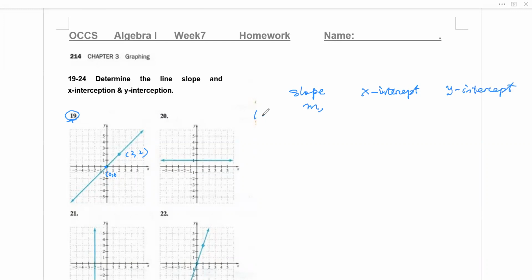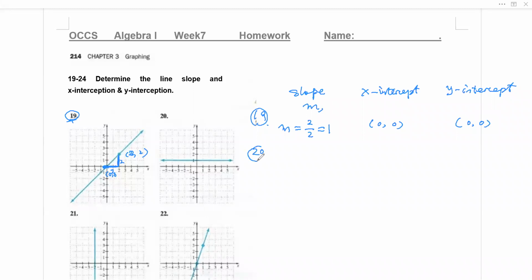All right, so 19. For this slope, you already see here it is 2 and 2. So let me move 2 units, and they go up 2 units, right? So here is 2, here is 2. How do we define the slope? The y change over the x change, right? So it's 2 over 2, which equals 1. The slope is 1. The x-intercept, where they cross, is 0, 0. The y-intercept is also 0, 0, right? The y-intercept and x-intercept are both 0, 0.